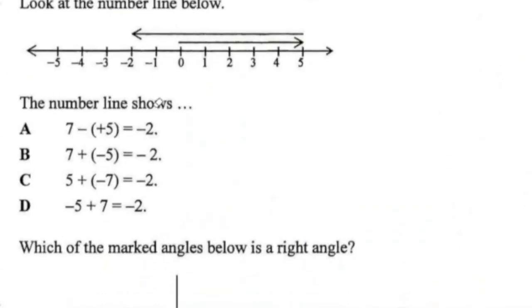Okay, look at the number line below. So we have got the first line that is drawn here going this side, and then coming this side. So what is the number line showing? First of all, we have this number line going this side. This is positive. So we have got positive 5.